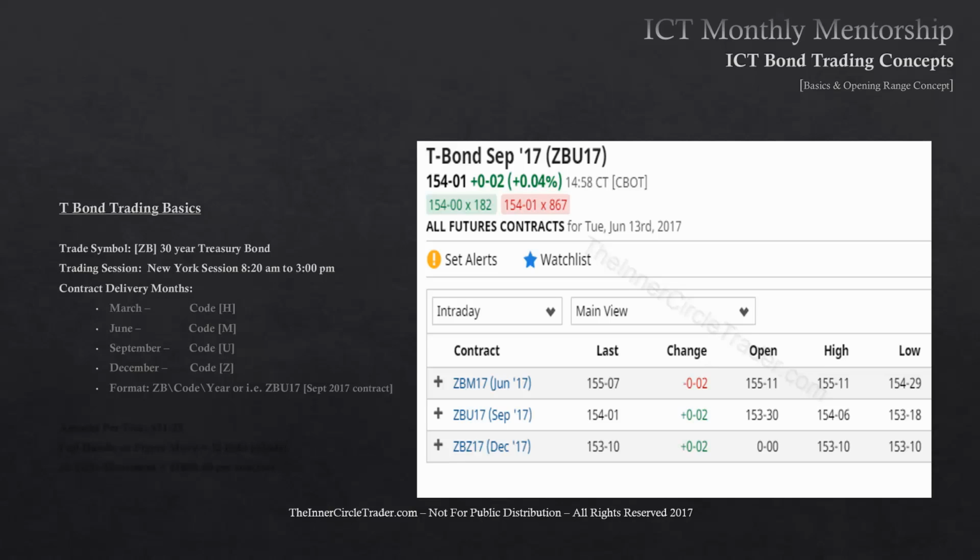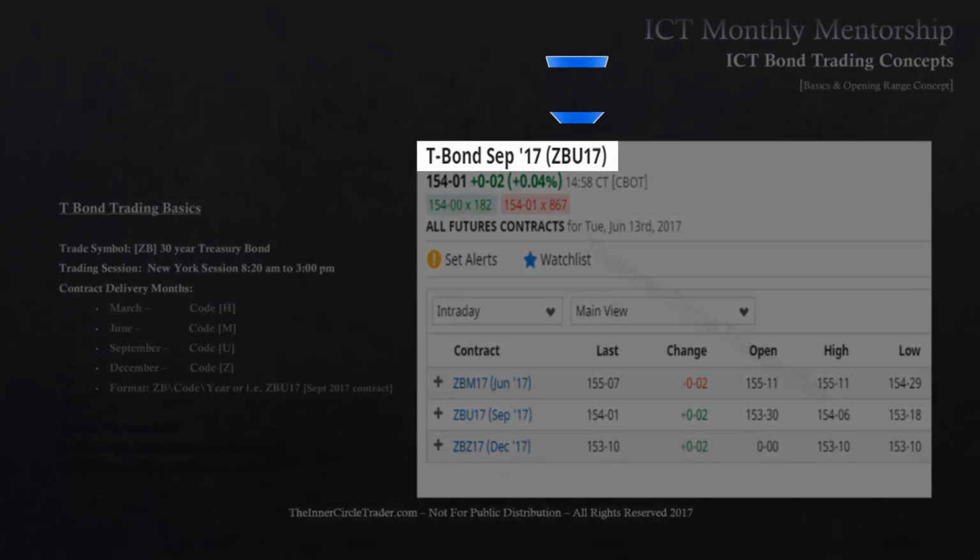And the contract delivery months for the Treasury bond 30-year note is March with the delivery contract code of H, June with the contract month code of M, September delivery contract month code U, December delivery contract month code Z. The format we use for entering our charts or pulling them up in data is the symbol ZB, then the month code, then the last 2 digits of the trading year. For an example, ZBU17 for September 2017's contract of the 30-year Treasury bond.